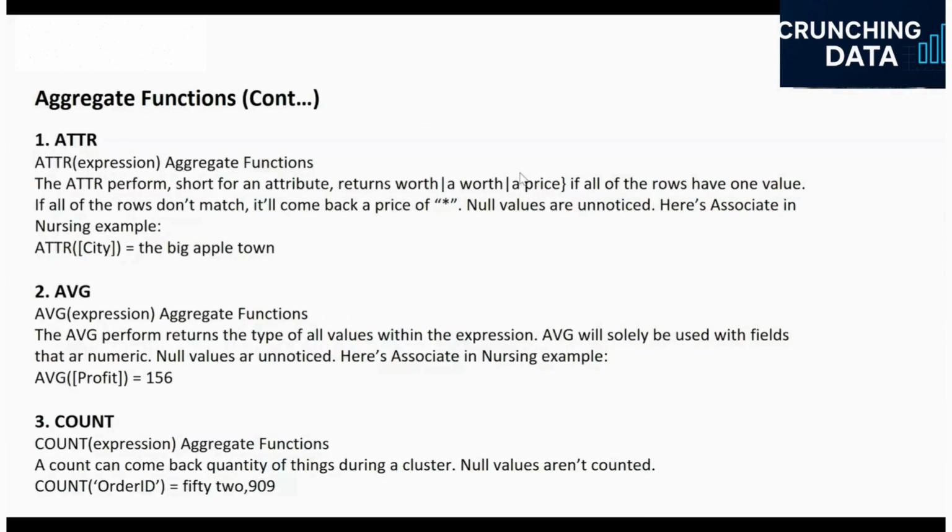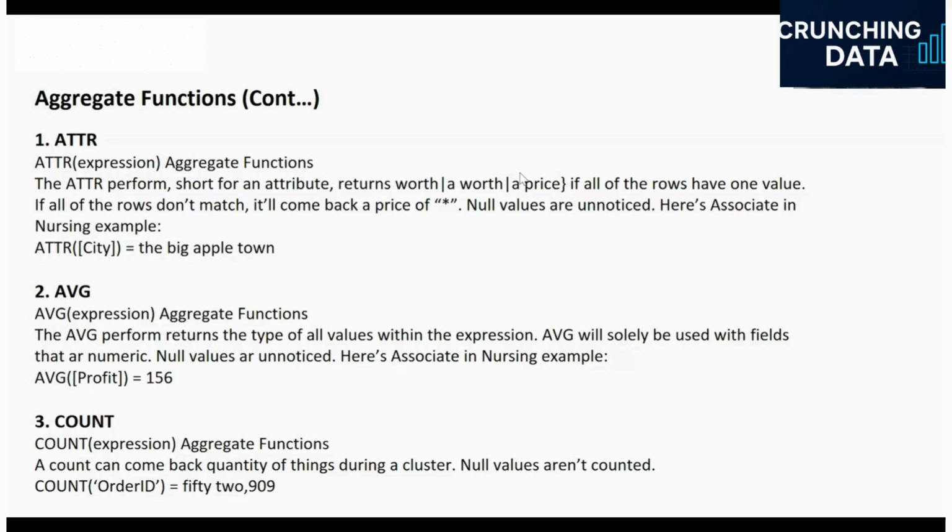The first one is the attribute function. The attribute function is used to return a single value from a dimension when there's only one distinct value in the group. For example, if you are analyzing the sales data and want to know the region for a group of products, you can use the attribute of region and it would return the region name if all the products belong to the same region. Otherwise, it will return an asterisk sign to indicate multiple regions.